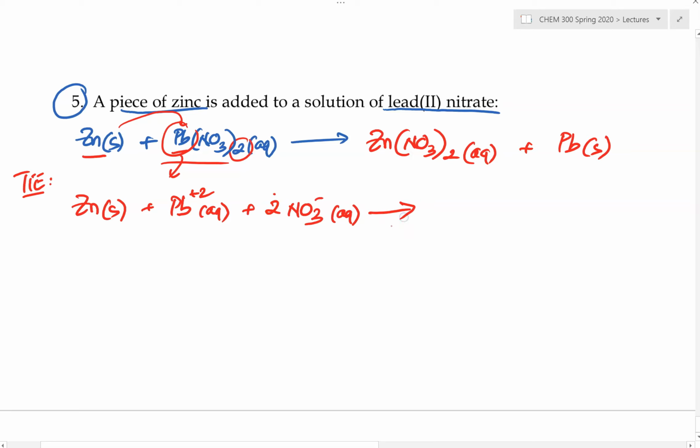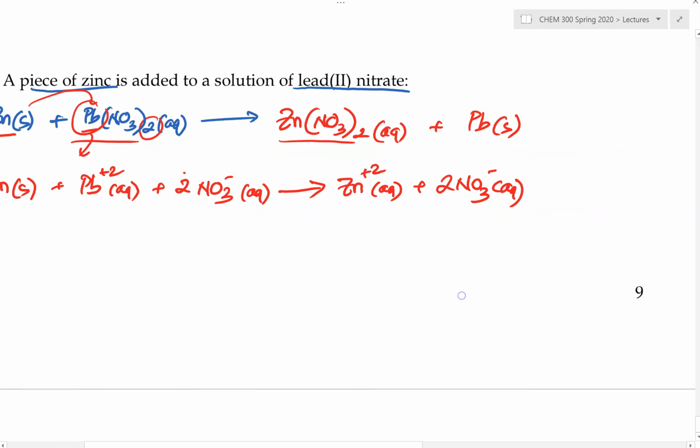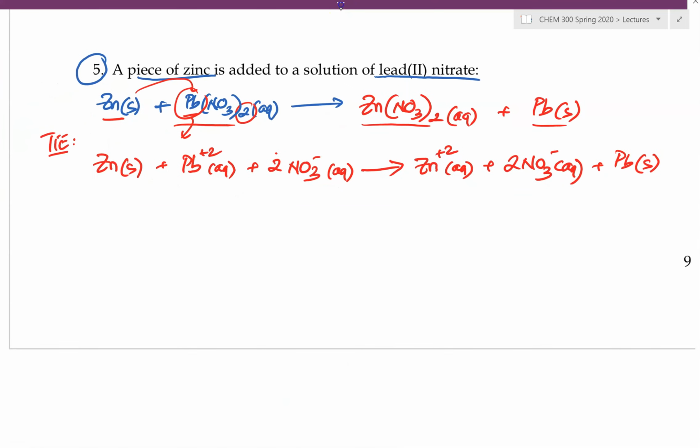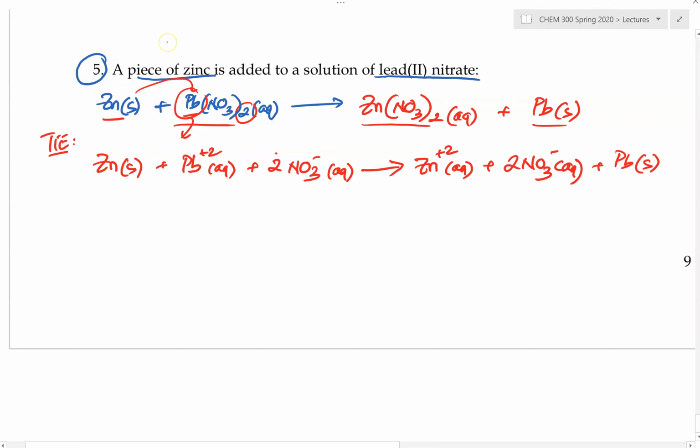And moving on to the product side. Should we break this zinc nitrate into ions? And the answer would be yes, because it is soluble in water. And this would break up into zinc +2, so that's the charge on this zinc right here, and 2 of the nitrate. And as for this lead right here, it is solid, so we could write it the way it is. So that is our TIE. And now, let's write our NIE.